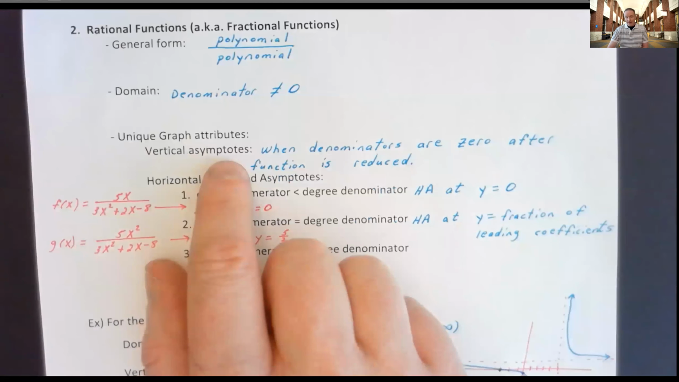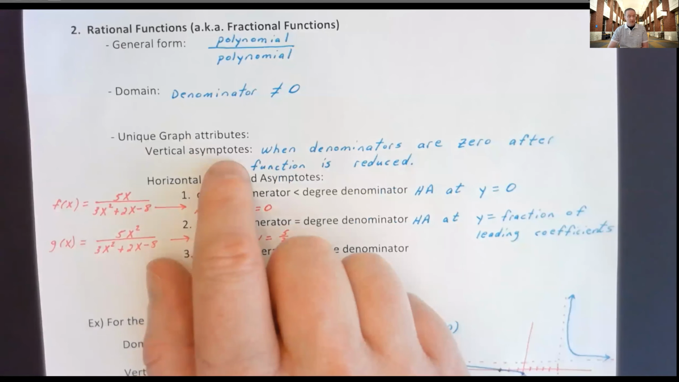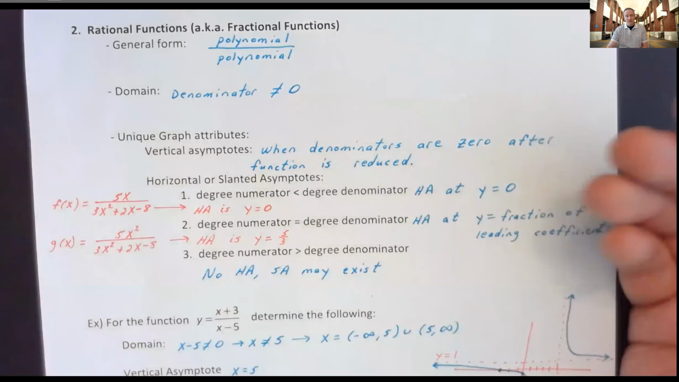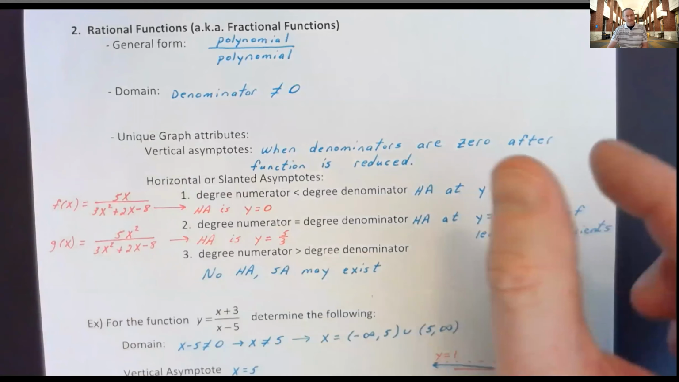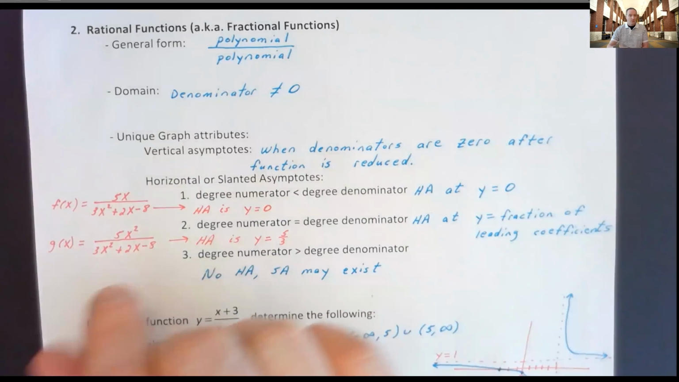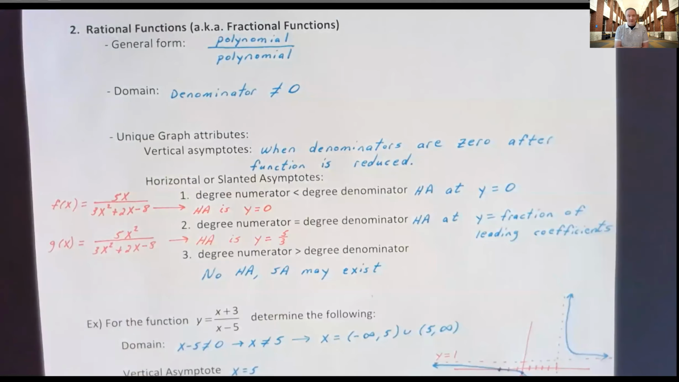Now, the vertical asymptotes are usually going to be at those values that cause the denominator to equal 0, unless the factor causing the 0 reduces down. Let's say you have a factor of x minus 5 in the denominator, and that would create a vertical asymptote at x equals 5. Well, if you had a factor of x minus 5 in the numerator that canceled it out, then you're not going to have a vertical asymptote at 5. You just have a hole in the graph at 5.